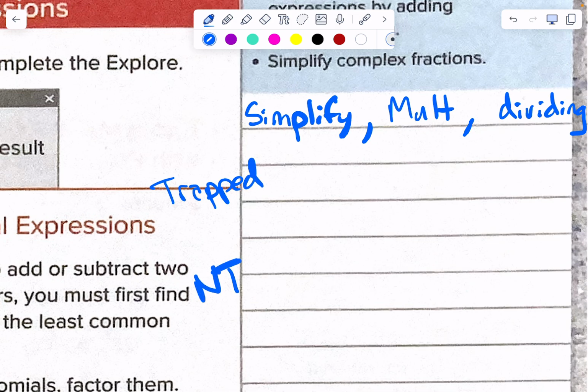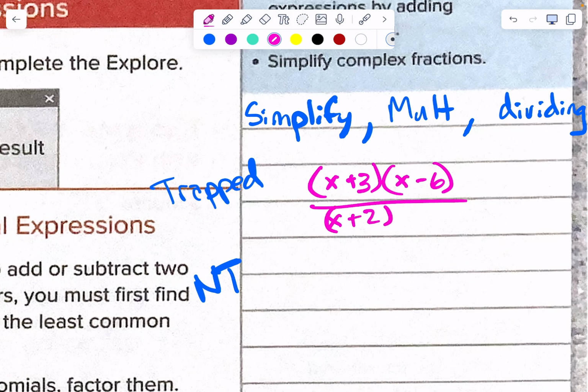I'll put an NT. What am I talking about when I say trapped stuff? It's when you have stuff like x plus 3 and x minus 6, and then x plus 2 and x minus 6. I can cancel this and that, but I cannot cancel this x and this x because they are trapped together with the plus 3 and the plus 2. So my final answer would be that. That is just an example of simplifying, okay?